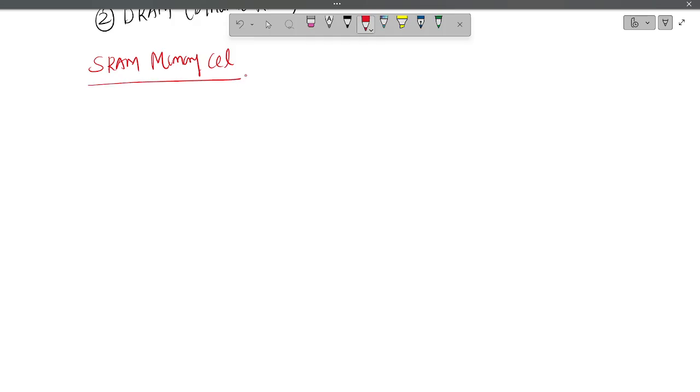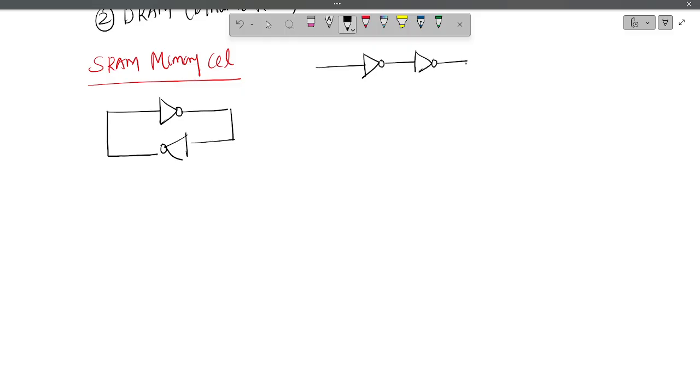If you see the SRAM memory cell, this type of memory is nothing but volatile memory, and it consists of two inverters connected back to back. We already saw in the sequential circuits, we already developed a memory, no? Two inverters connected in cascade with feedback, and we are taking this Qn present state, and this one is nothing but Qn bar. We already saw, no? So this is one type of latch.